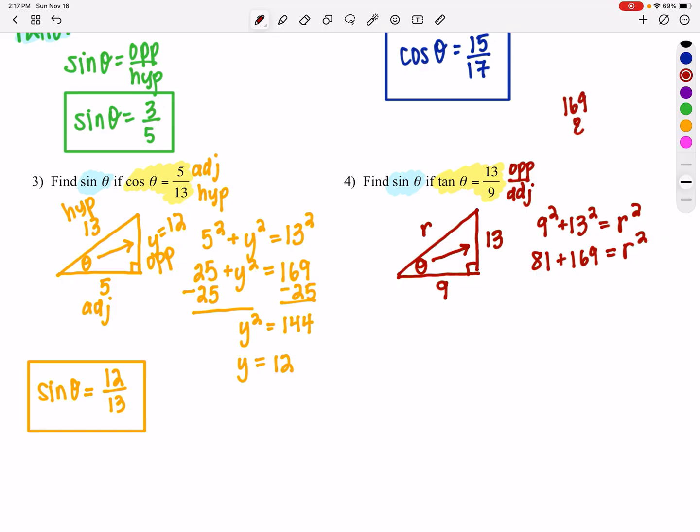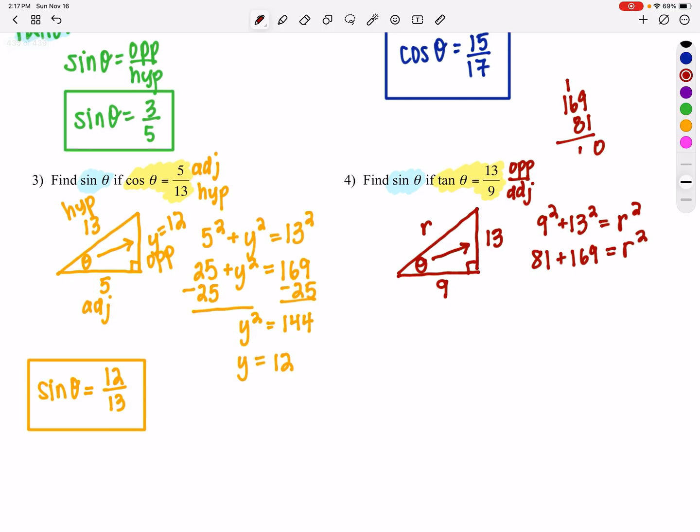169 plus 81, that's a 0. Carry the 1, that's 15. Carry the 1, that's 250. So 250 equals r squared. Now, when I square root both sides, because 250 is not a perfect square, I'm going to have to break down the square root of 250.